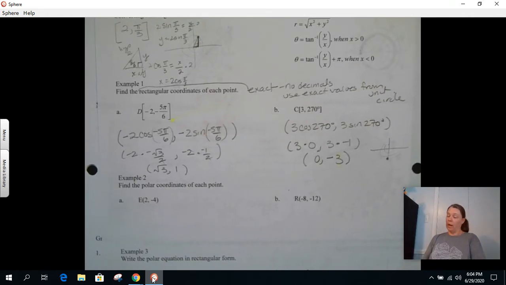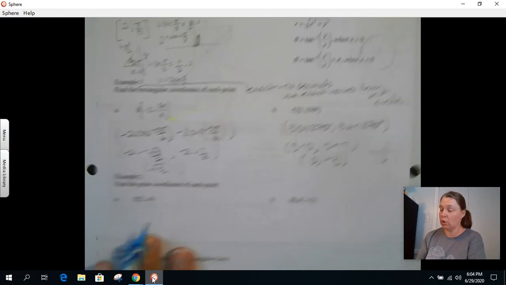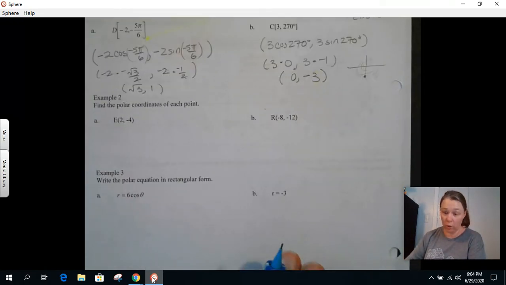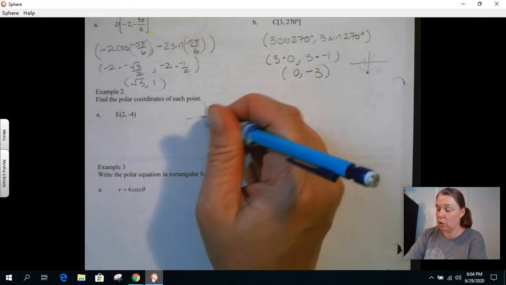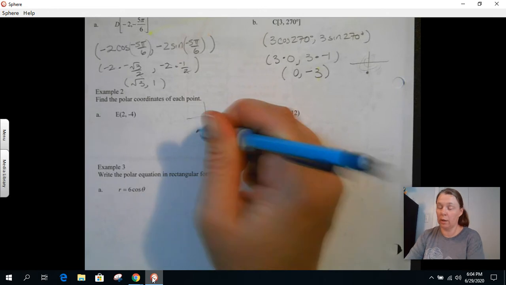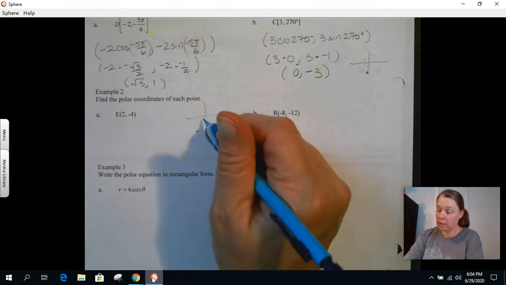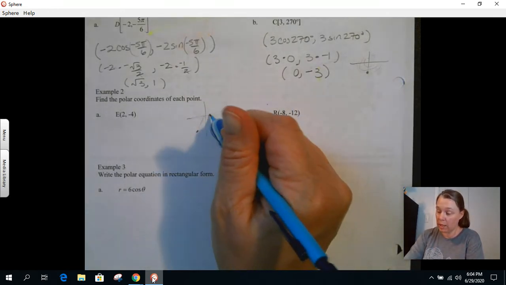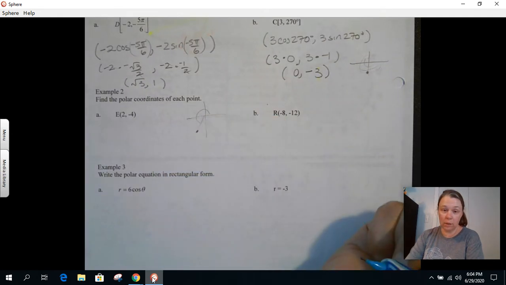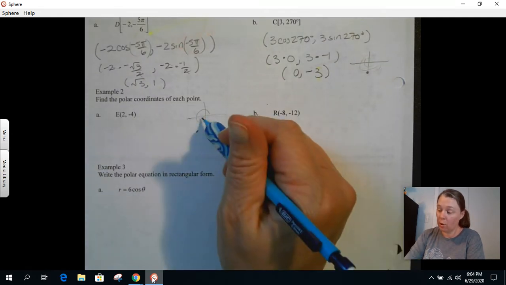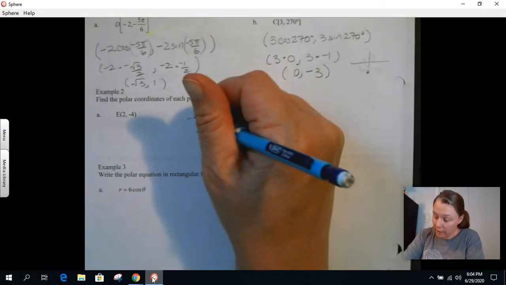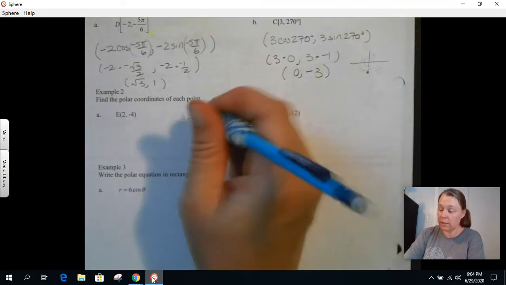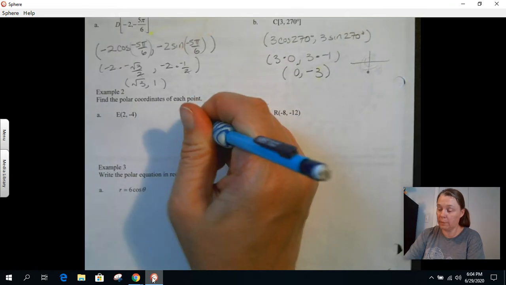Okay, so now find the polar coordinate of each of these points. So these are just rectangular coordinates. So this, for example, is just the point 2, -4 right here. Well, what I want to know is, what is this rotation, right? And I want to know, what is this length? So I want to think of it as one of our little triangles. And this is my -2, and this is my 4.